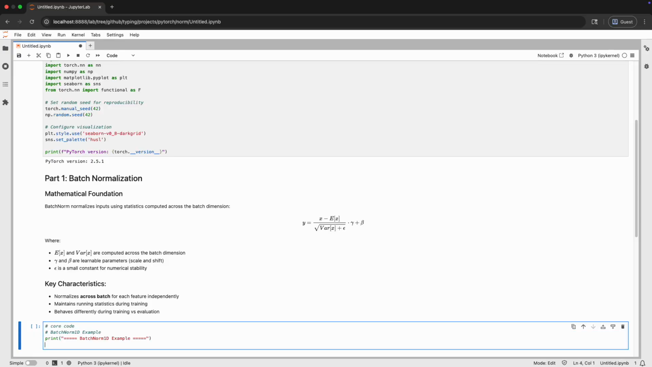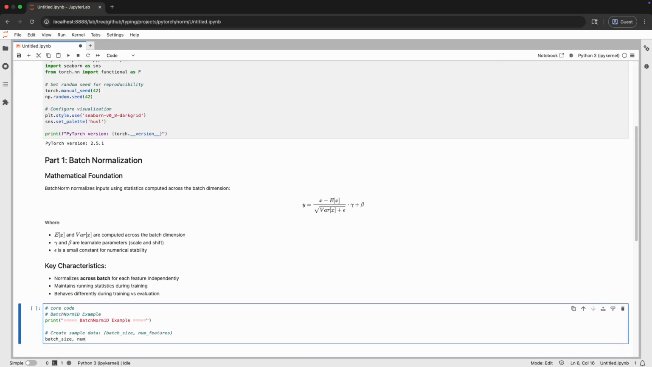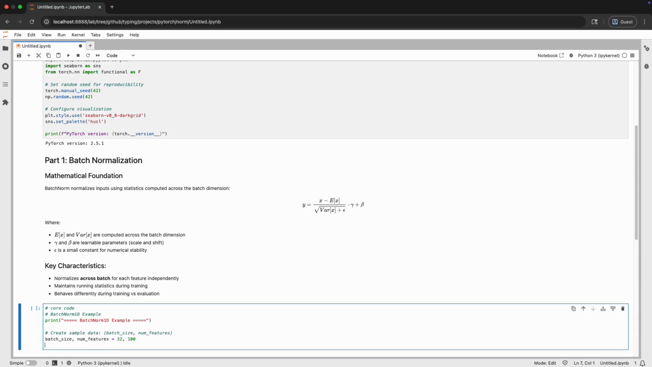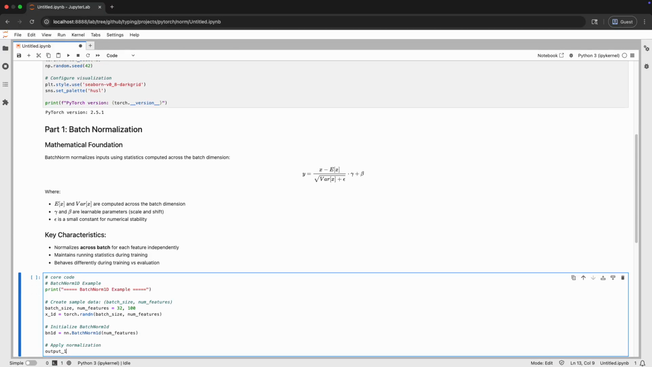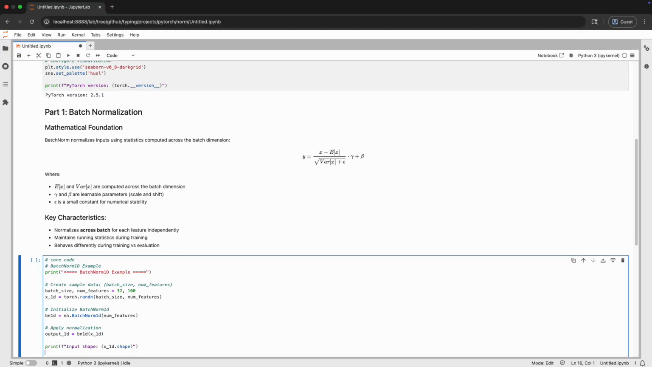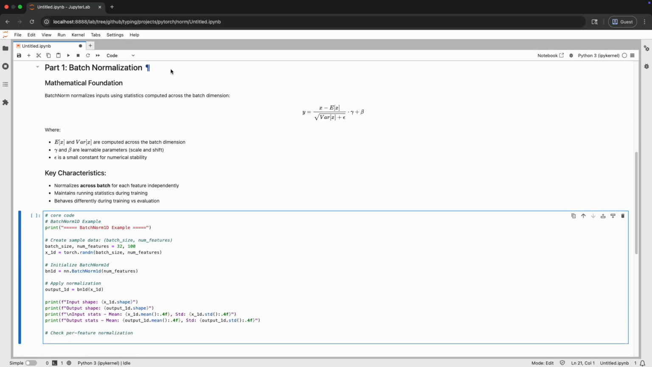Let's see BatchNorm1d in action. I'm creating sample data with 32 samples and 100 features. We'll initialize a BatchNorm1d layer and apply normalization to see how it transforms our data. Notice how BatchNorm normalizes each feature across the batch dimension independently.